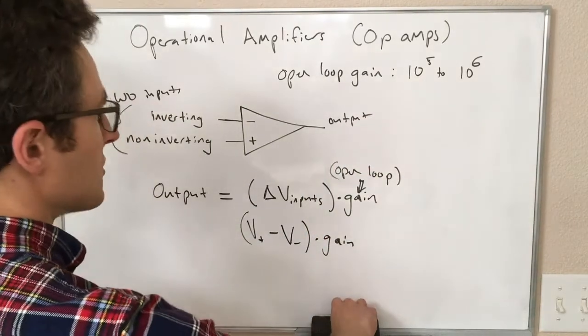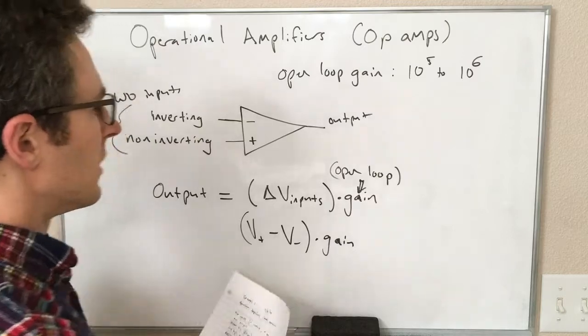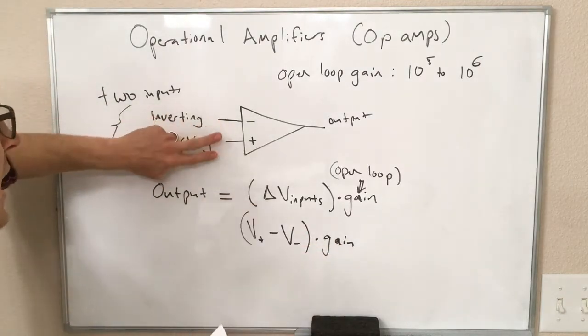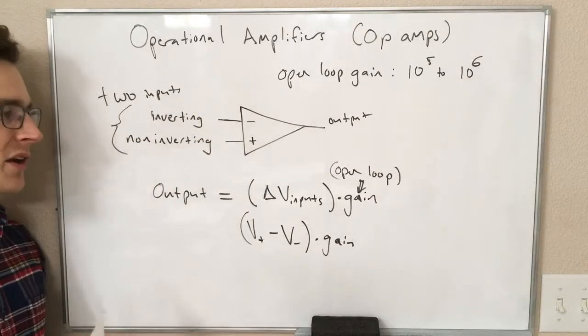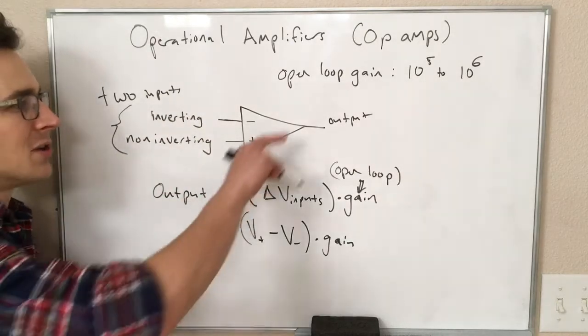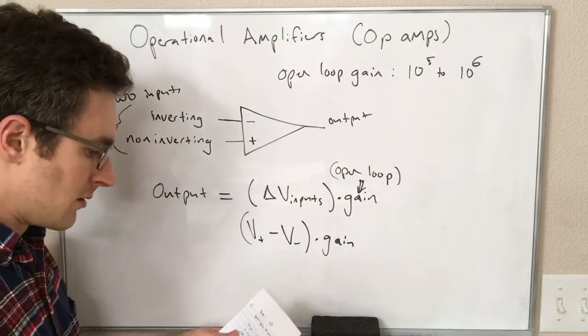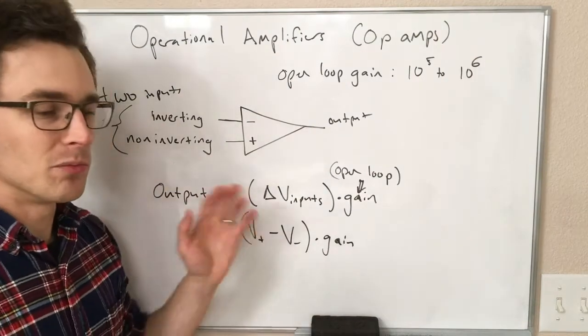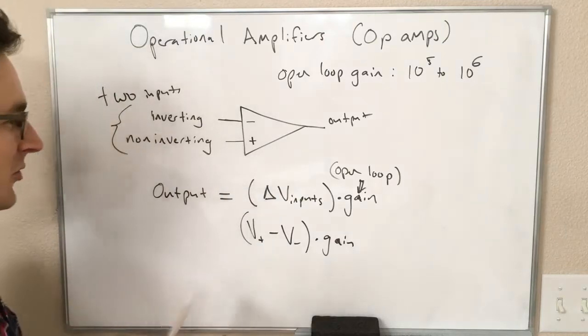Okay. So here's where things get weird, because this gain is so big. Any tiny difference between the inverting and non-inverting inputs is going to make the output go crazy. Crazy meaning a really large magnitude of voltage.